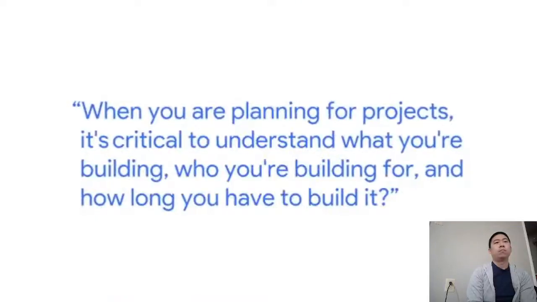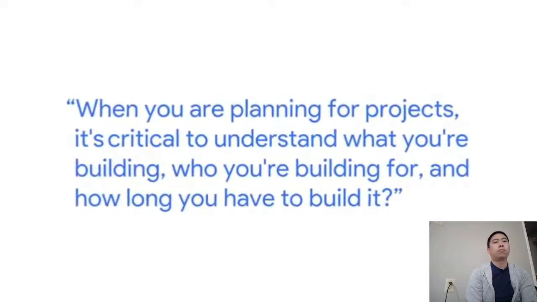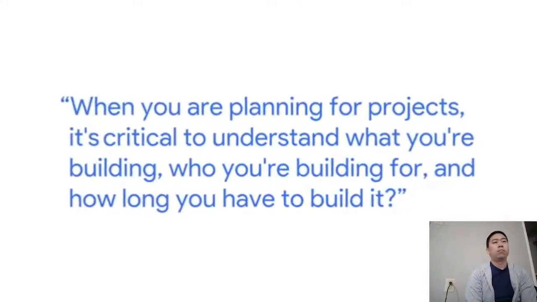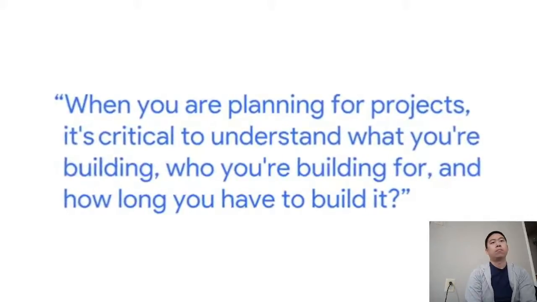So what are the problems that we need to solve? When you look at planning for projects, it's critical to understand what you're building, who you're building for, and how long you have to build it. We look at our risk to make sure that we know what potentially could derail the project, and if possible, create mitigation that will circumvent any risks that we may come in contact with, or just be aware of things like scope.